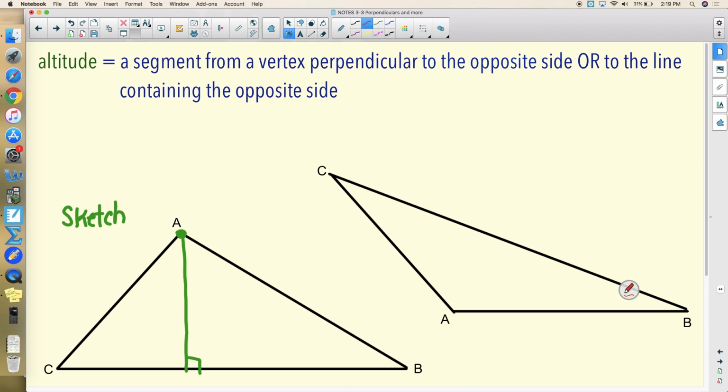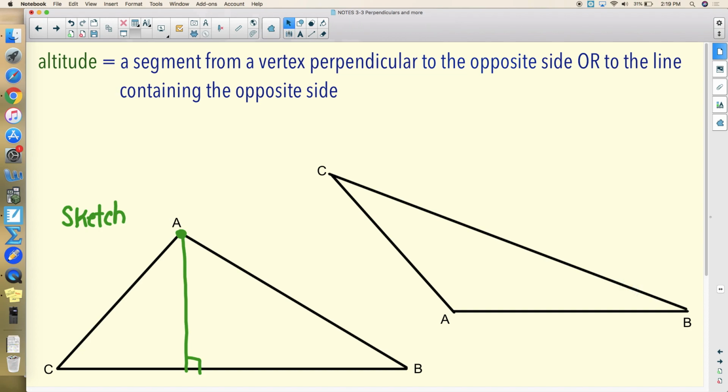There would be 2 more altitudes in this triangle though. One of them is going to go from B perpendicular to side AC, and one of them is going to go from C perpendicular to side AB. So when we decide we need to put in altitudes, sometimes they're going to fall outside the triangle.